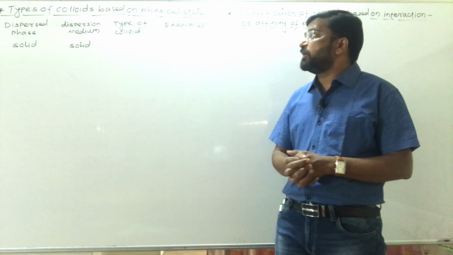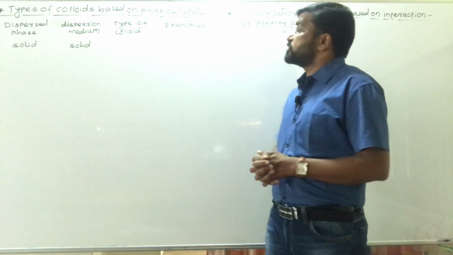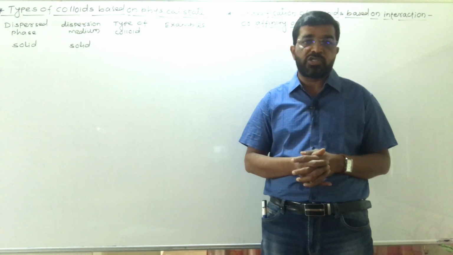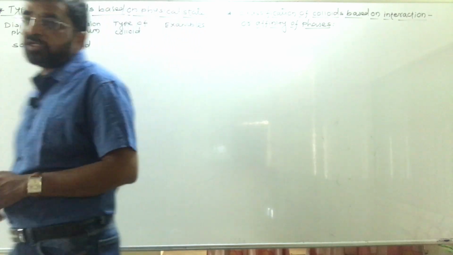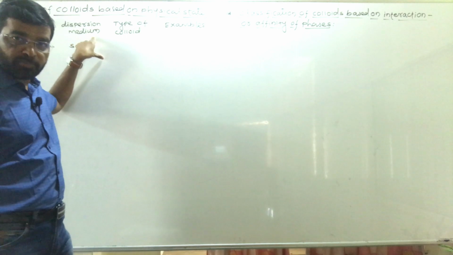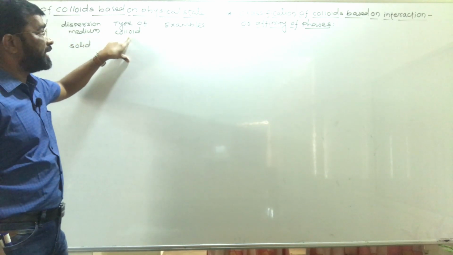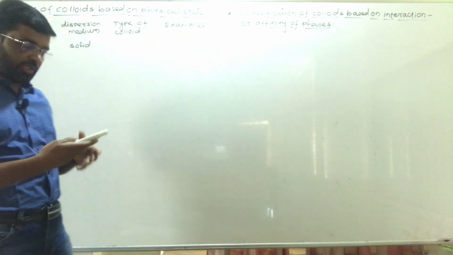Today we have to study types of colloids based on physical state, as well as classification of colloids on the basis of interaction between the phases of dispersed phase and dispersion medium. So you see, we have to study the types of colloids on the basis of the physical state of dispersed phase, dispersion medium, what is the type of that colloid or name of that colloid, and examples of colloids here we have to study.